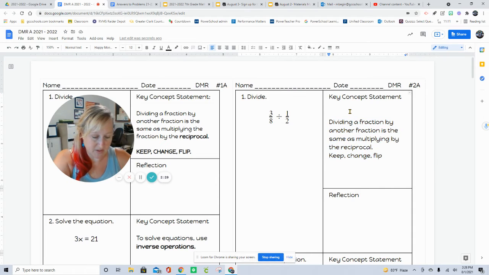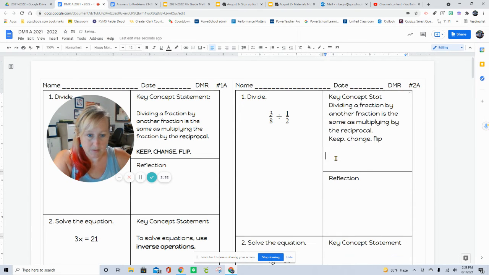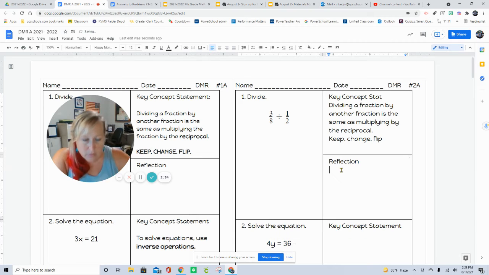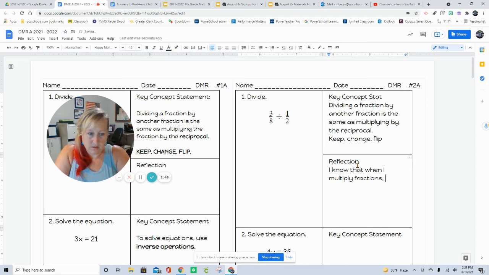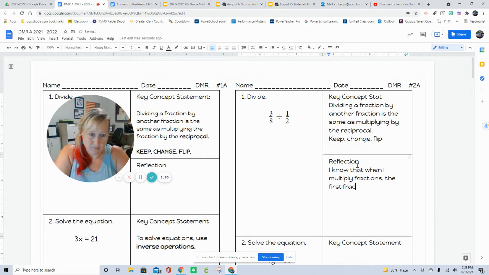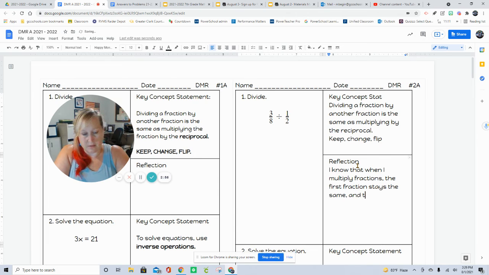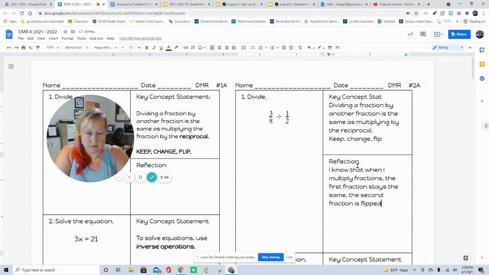Reflection. Let's see if I can get this to look a little better. There we go. Reflection. I know that when I multiply fractions, the first fraction stays the same, and the second fraction is flipped, and then I multiply.